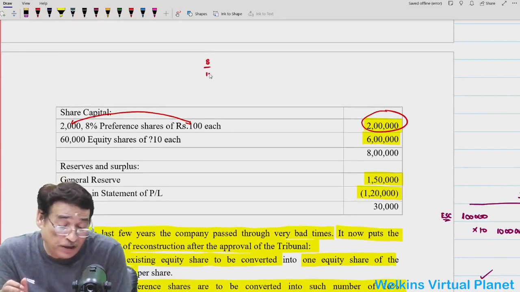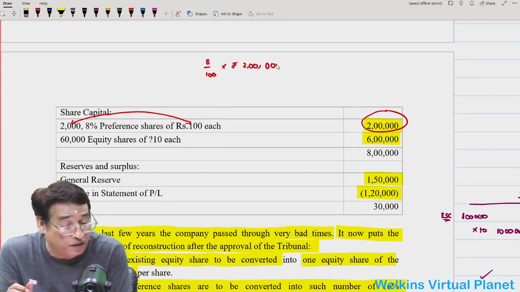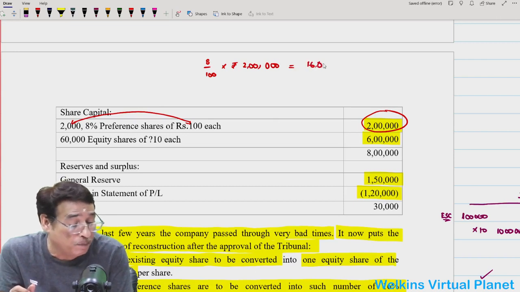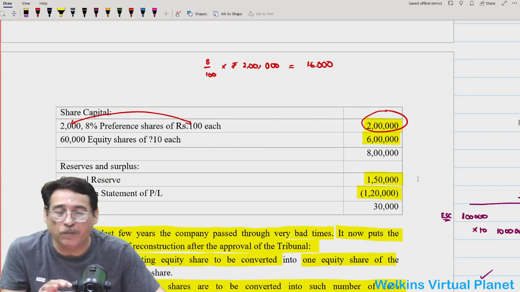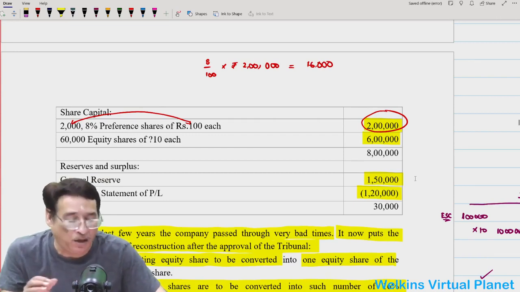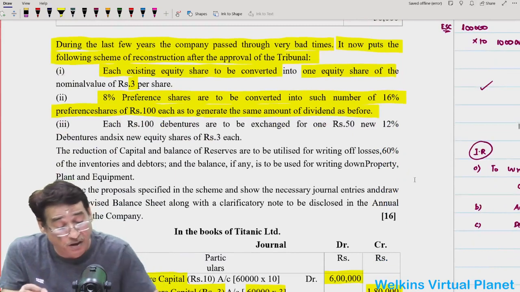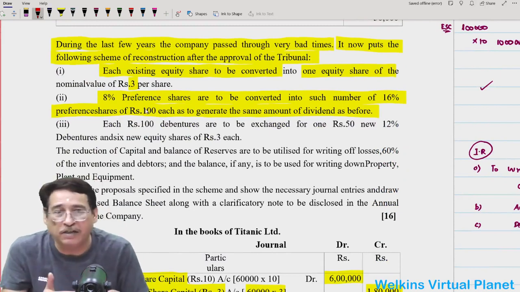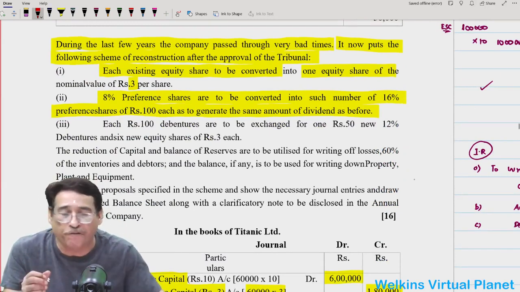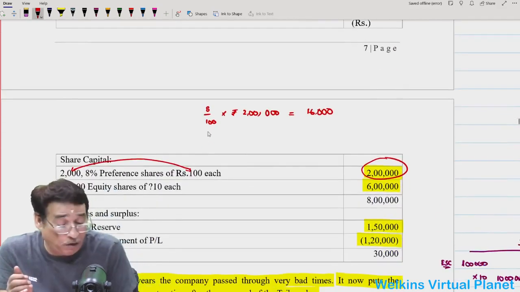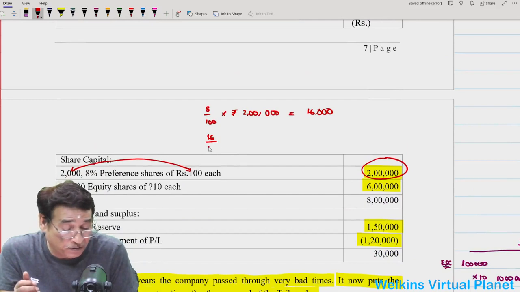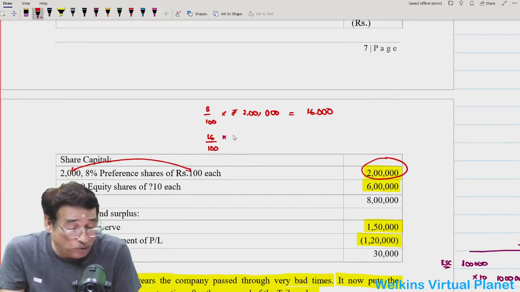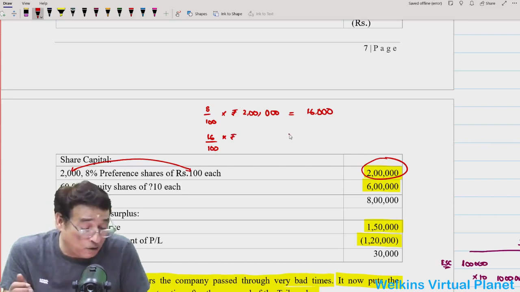My original preference share capital is 8% preference share capital and the amount is rupees 2 lakh. Now, if I compute dividend, it will be equal to 16,000. That means presently, if I am the preference shareholder of this particular company, I am earning a dividend of 16,000. Now, the question says that this company, in order to persuade the preference shareholders, tells them that we are going to issue you 16% preference shares. So earlier you were having 8%, now we are going to give you 16% preference shares. We will issue you so much worth of preference shares that the dividend which you will get is still equal to 16,000.